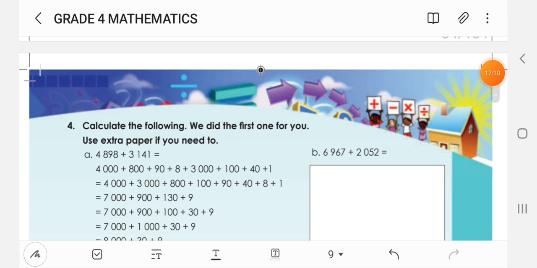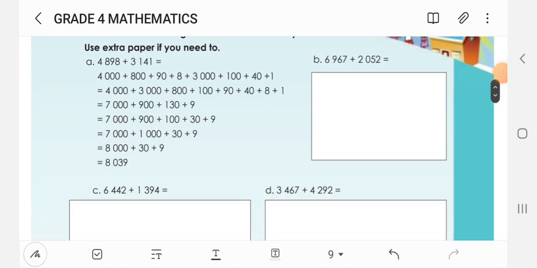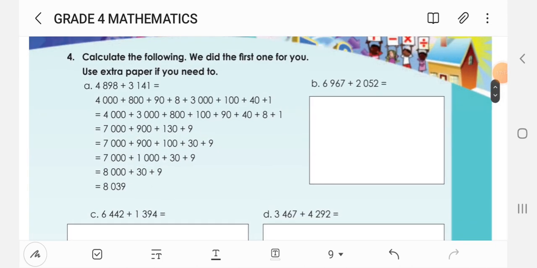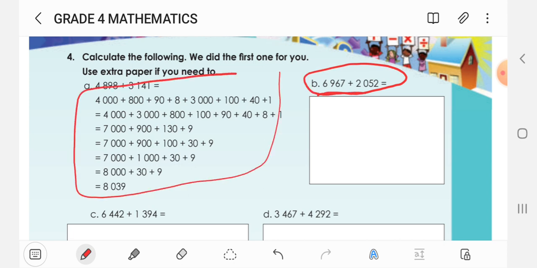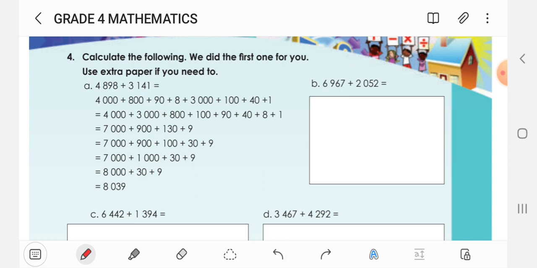All right, now let's look at page 33. Calculate the following. We did the first one for you. So you need to know how to do this in expanded form. Okay, so if you have this one, you must be able to do it like they have done it for you there. So let's look at this one. We have 4,000 plus 800 plus 90 plus 8 plus 2,000 plus 100 plus 40 plus 1.